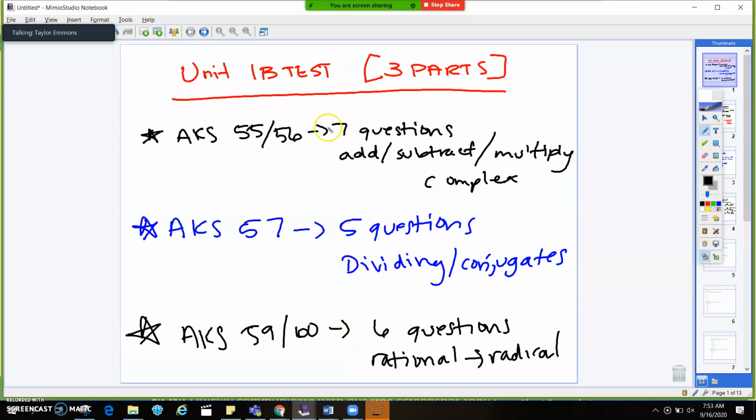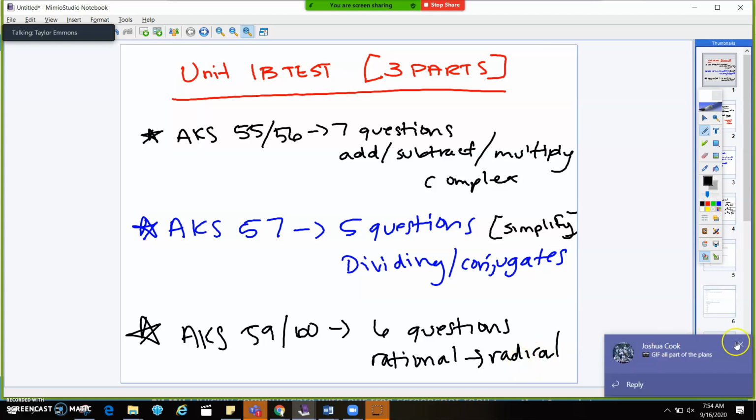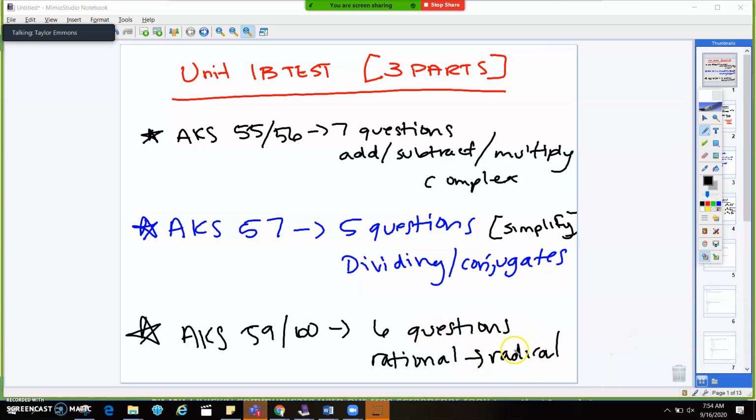So in the first part, you're going to have 7 questions, and it's going to be over adding, subtracting, multiplying complex numbers. On AKS 57, that's going to be 5 questions long, and that's over dividing and conjugates. So a lot of these questions are going to look like simplify, and it's going to have like some fraction with like dividing complex numbers. Okay. On AKS 5960, that's going to be your rational to radical exponents. So just keep that in mind.